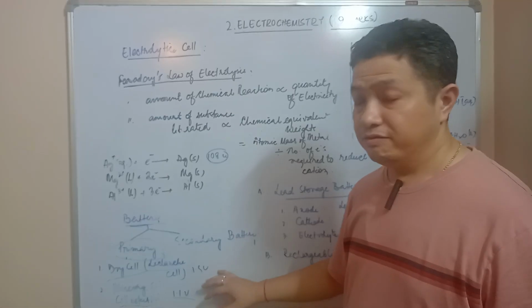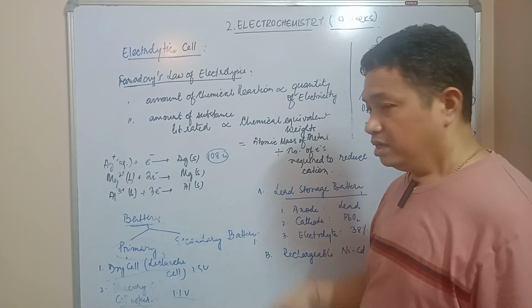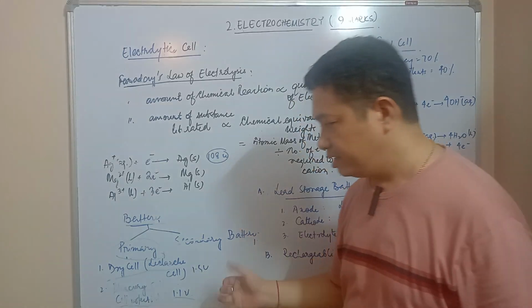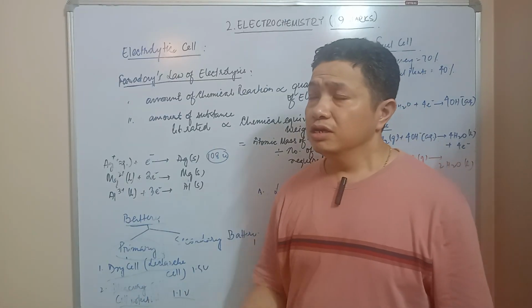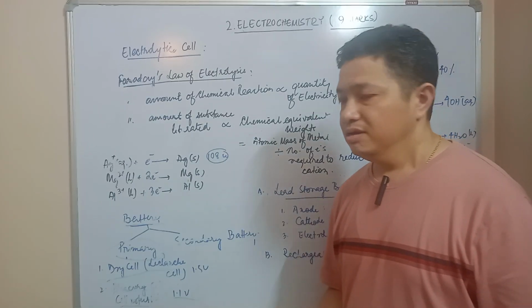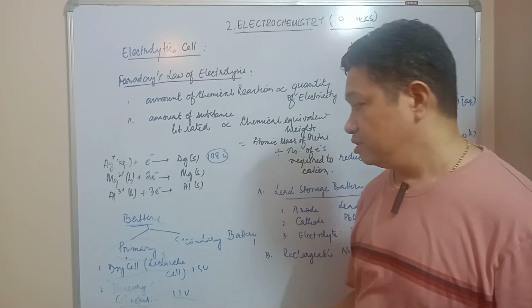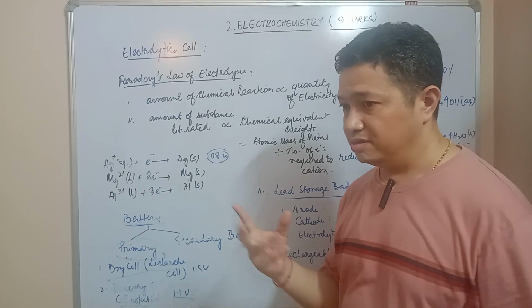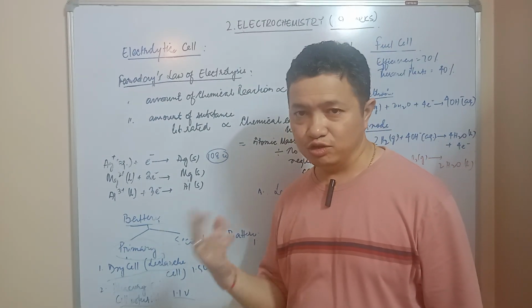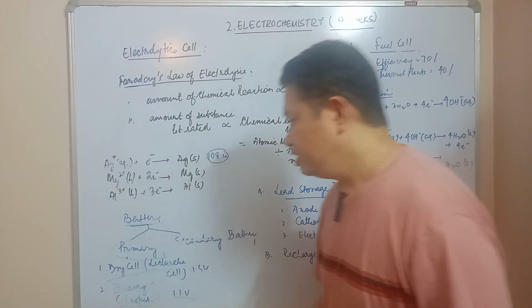Its potential, EMF, electromotive force, the difference between the electrode potentials of the two electrodes that we use, is 1.5 volt, that we usually use in our remote of the AC or clocks and all. Those are dry cells. There are two sizes, right? AAA and AA. Those are dry cells, or we also call it Leclanche cell.